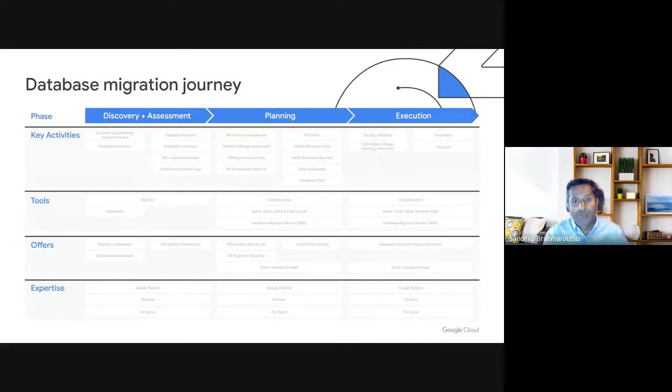There are specific tools that Google offers and our partners offer to help our customers in this process. There are specific offers that Google has to reduce the risk and help accelerate your migration journey. And we have the right level of expertise, or experts, to offer to help you every step of this journey. Let's take a closer look at each one of these phases.